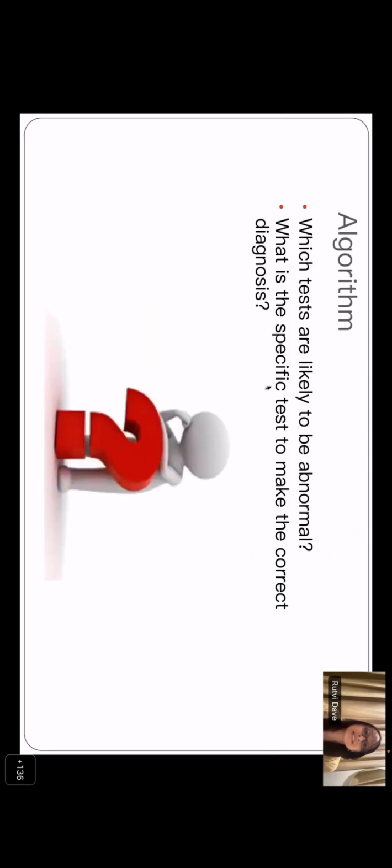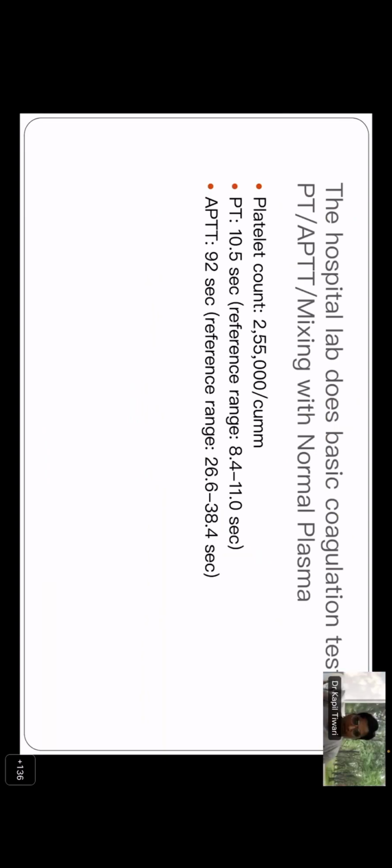So now, what tests are likely to be abnormal and which tests will you make to arrive at the specific diagnosis? APTT is increased. Yes, correct. So let us look at the lab results. The platelet count is normal, the PT is normal, and the APTT is again prolonged at 92 seconds. What is the next step that you do? Mixing study. Mixing studies. Very good.